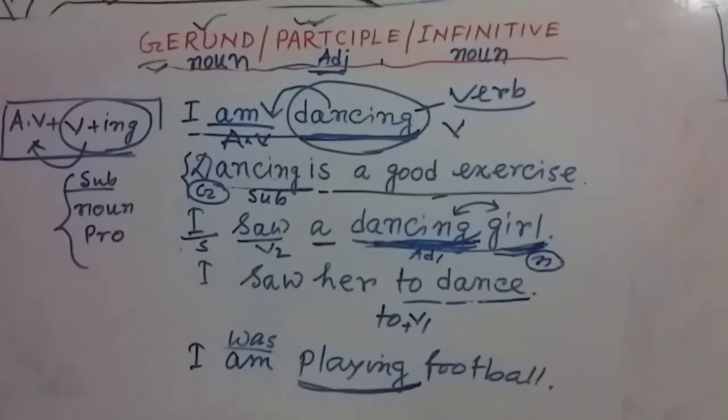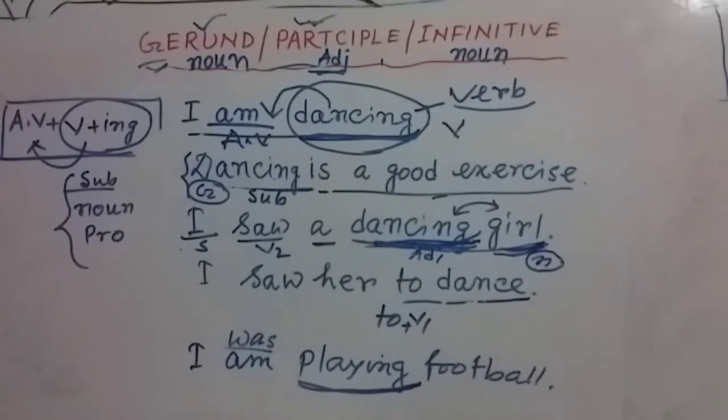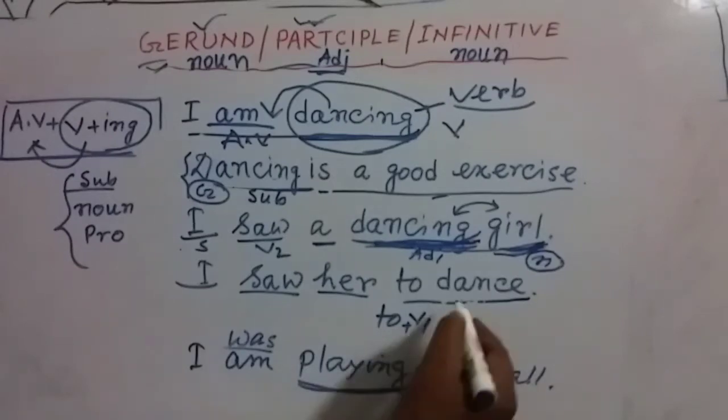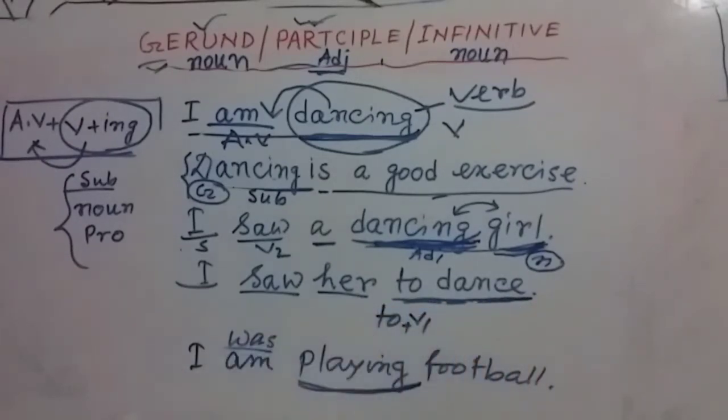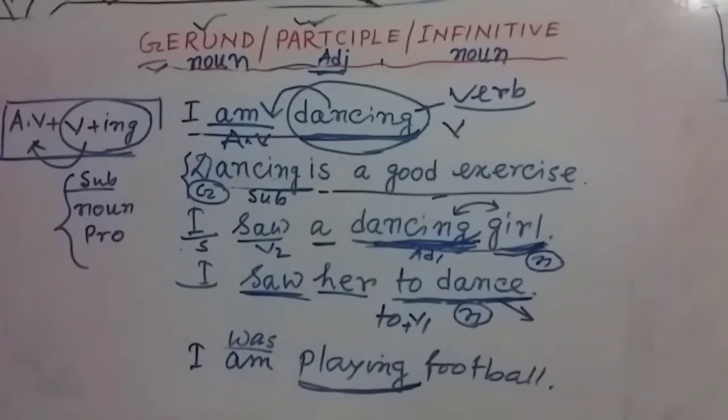So in the next sentence: I saw her to dance. This is the subject, this is the verb, this is the object, and this is this one. This one is used as a noun. It is not a verb; the verb we have already used. It is used as an object in the sentence. So it will be called an infinitive.